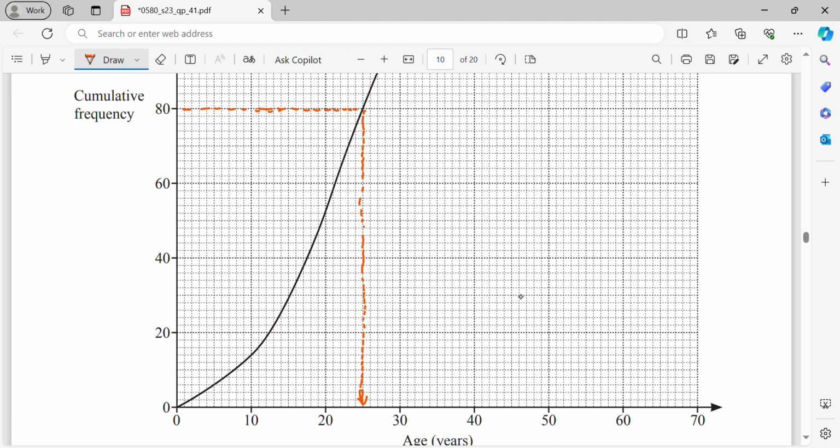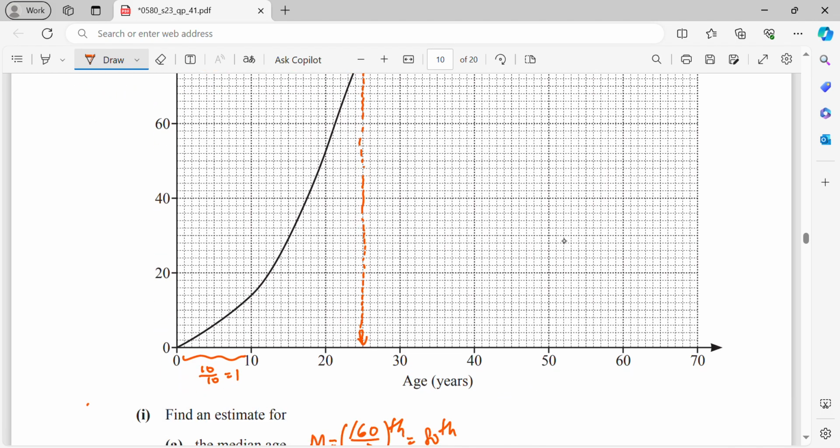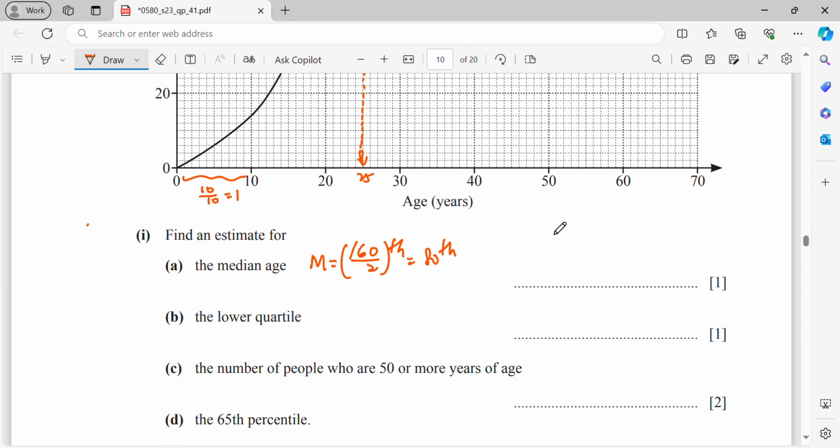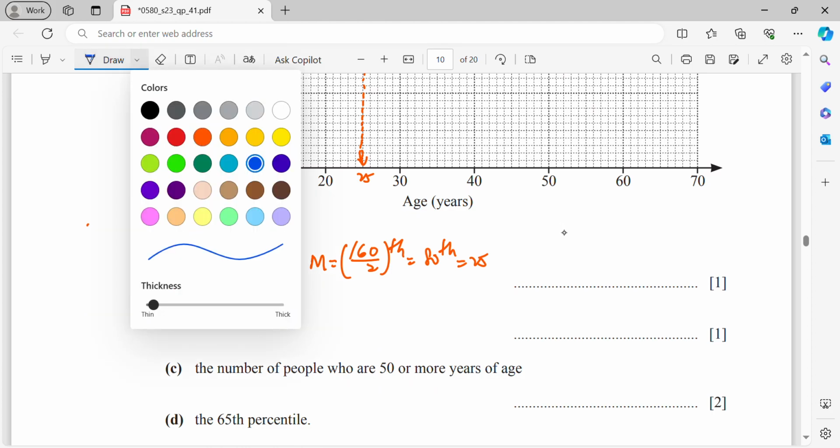Okay, now from here we know that there are 10 squares. Each square is 1 unit, because 10 squares represent 10 units, 10 years. So here there are 5 squares. That means 25 is the median. So now I will just write here 25.